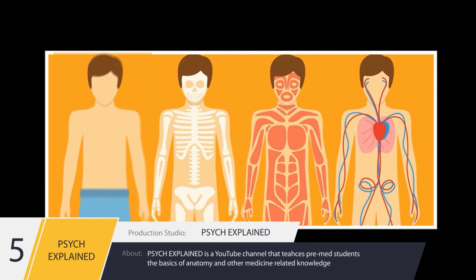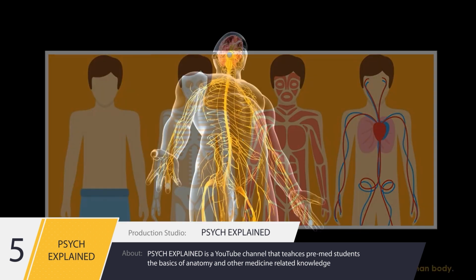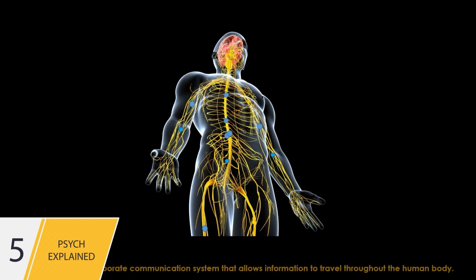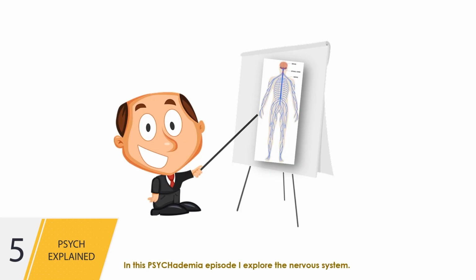Take away your skin, bones, muscles, ligaments, and joints and organs. What remains is an elaborate communication system that allows information to travel throughout the human body. In this Psych Academy episode, I explore the nervous system.